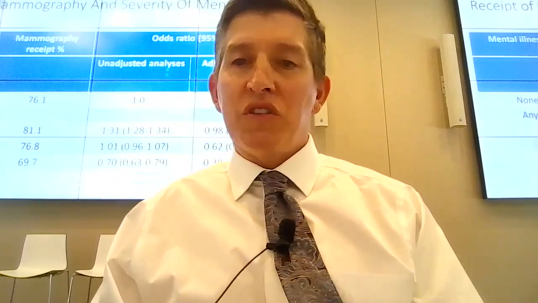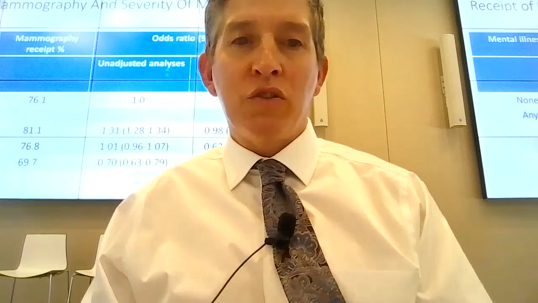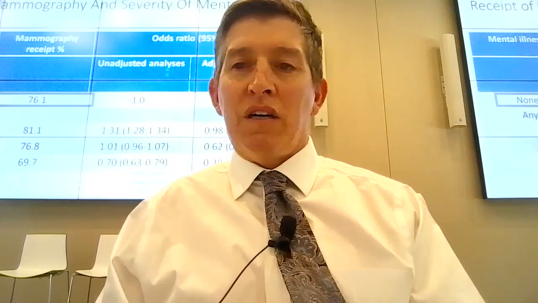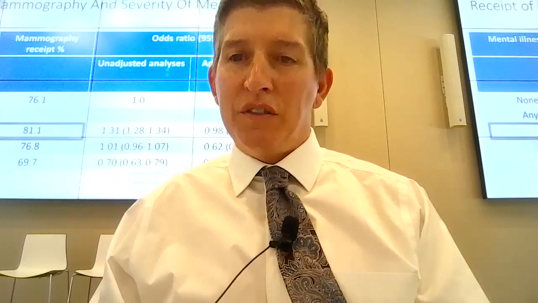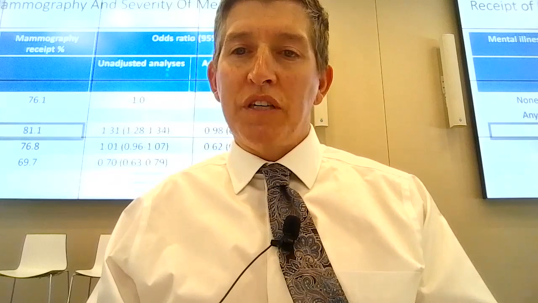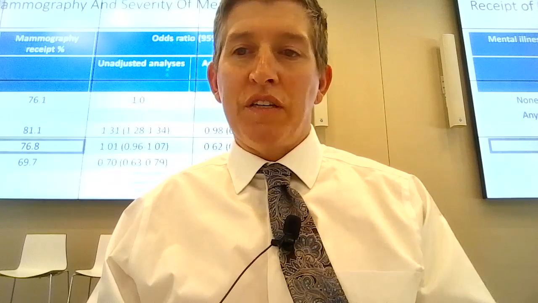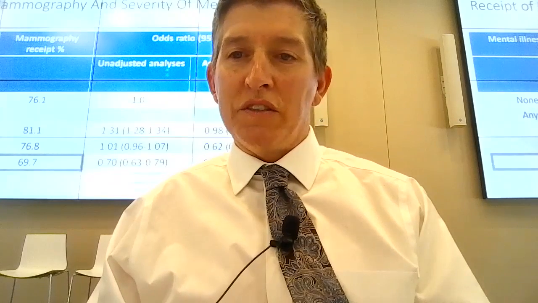So this table shows the odds ratios for the receipt of mammography according to the severity of mental illness. So the receipt was 76% for women without a mental illness diagnosis, and 81% in those with a mild mental illness, 76.8% for medium severity, and 69.7% in those with severe mental illness.